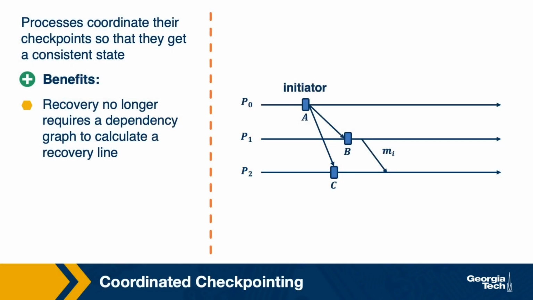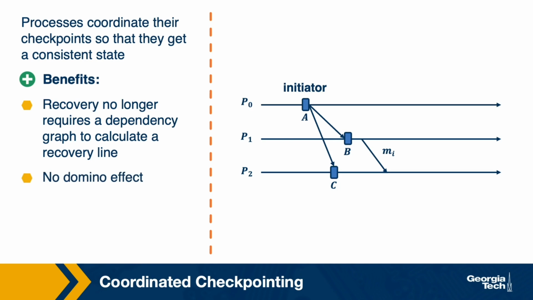In a coordinated checkpoint, the processes coordinate when they take a checkpoint so as to ensure that the checkpoints they take are part of a consistent state. For instance, here, P0 initiates a checkpoint and coordinates with the two other processes to make sure that they take their appropriate checkpoint. In such a scenario, a recovery no longer requires maintaining a dependency graph to calculate a recovery line. The latest checkpoint at each of the processes can simply be used.